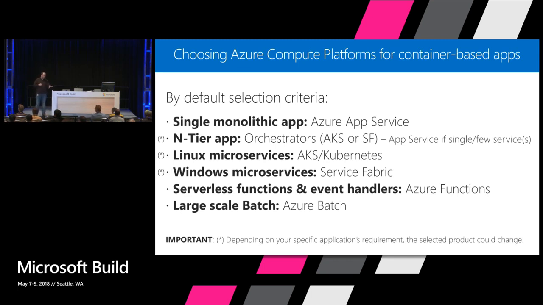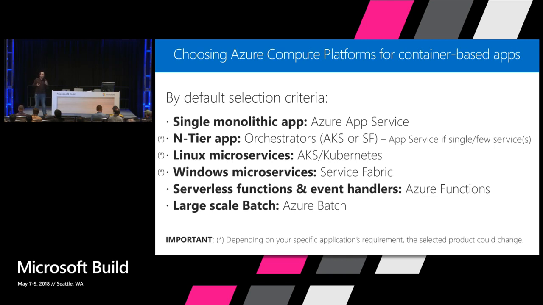And take this slide and the next one with a pinch of salt, because it really depends on your application. But by default, there are certain criteria like this that you can think about. Depending on your application, it might change. I can show you or tell you a few things that you could consider. For instance, if you are using Windows containers and you have a single monolithic application, the best way to go, the simplest way, will be Azure App Service with Windows containers.